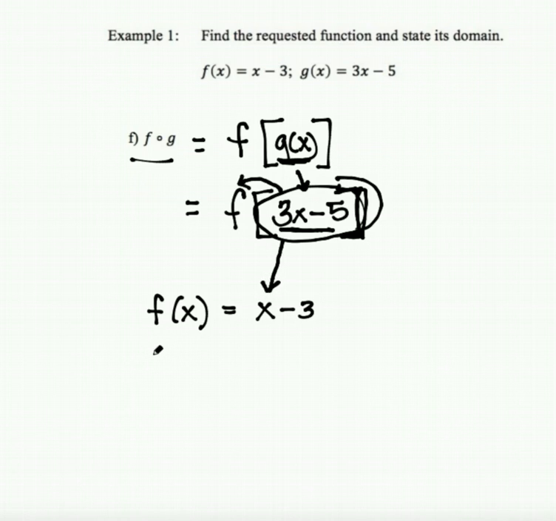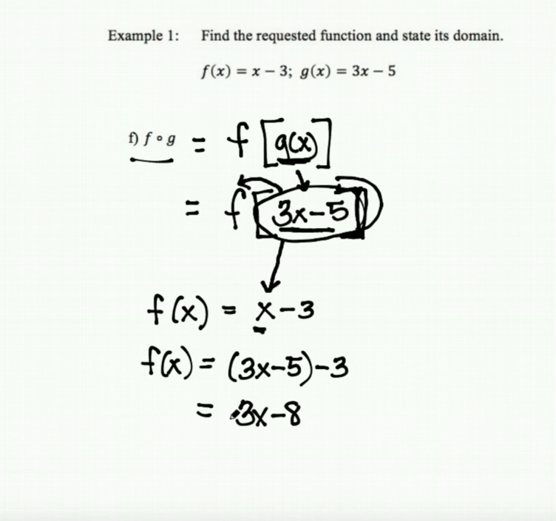So that's going to leave me with f of x equals, I'm going to take this x out and put the new stuff in, so 3x minus 5 minus 3. Combine like terms, that leaves me with 3x minus 8. So f of g is equal to 3x minus 8.